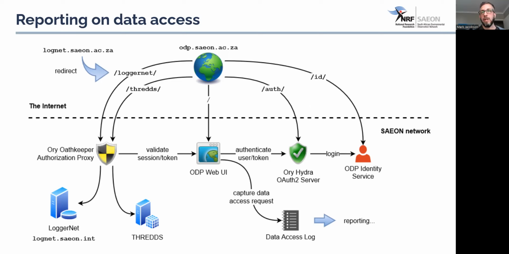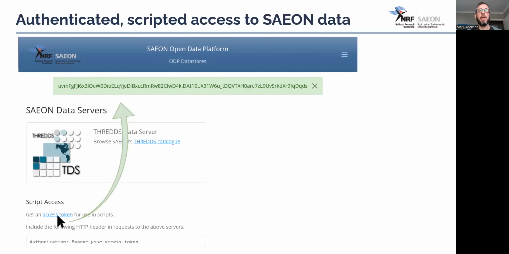From a user perspective, they'll be interacting directly with the Loginet or Threads user interface. In reality, external users accessing either Loginet or Threads data are more likely to do so via Python or R scripts than by browsing and manually downloading data. And the Oathkeeper proxy, integrated with ODP systems, can adequately cater to this use case too. The only change from an end user perspective would be that the prospective data user would have to first log into the ODP web app, copy an access token that is generated for them, and paste this reusable access token into an authorization header at the point in their script where they make a data request.